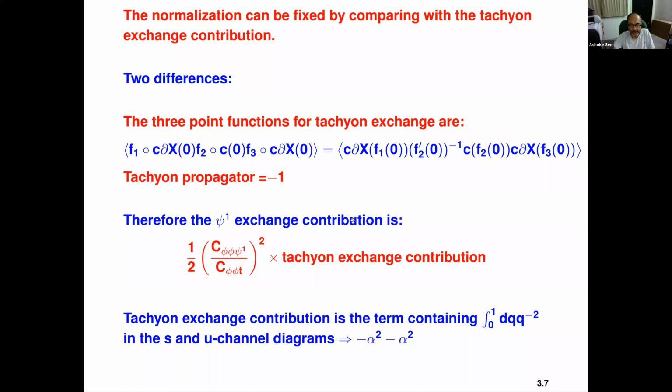So we can write the psi 1 exchange contribution as half. This half comes because that's the ratio of the propagator of psi 1 and the propagator of the tachyon. And then the ratio of the 3-point function of phi phi psi 1 and the 3-point function of phi phi tachyon. Take the ratio, square it because there are 2 of these vortices, and then multiply this by the tachyon exchange contribution. Now you see that this ratio is insensitive to the normalization, because both use the same CCC correlation function. So if you multiply the CCC correlation function by some k, it makes no difference here.